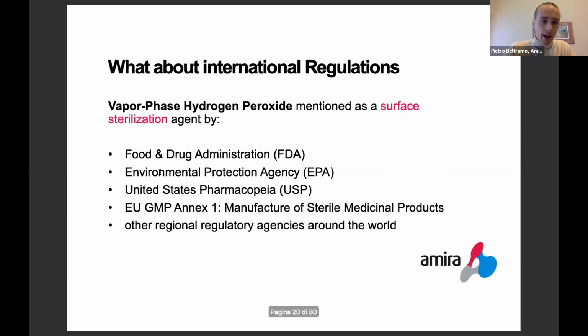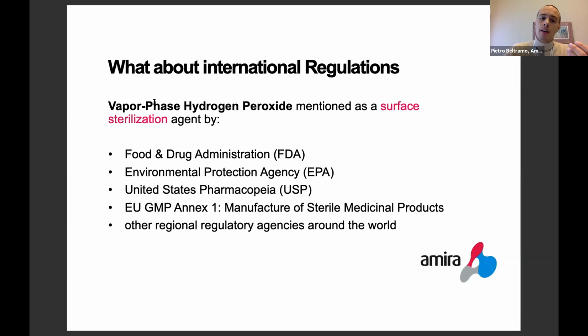Okay. One other important point is this one. If you look to most of the international regulation, at least in the pharmaceutical field, so the GMP, you look to the FDA, EMA, they mostly speak about vapor phase hydrogen peroxide.